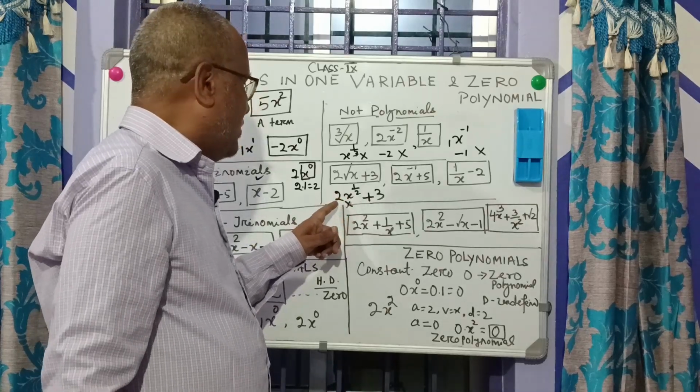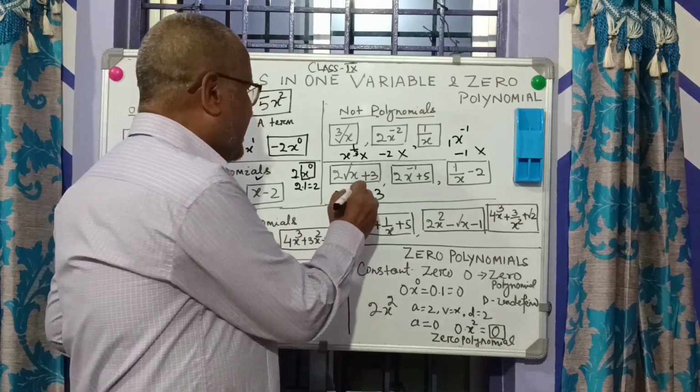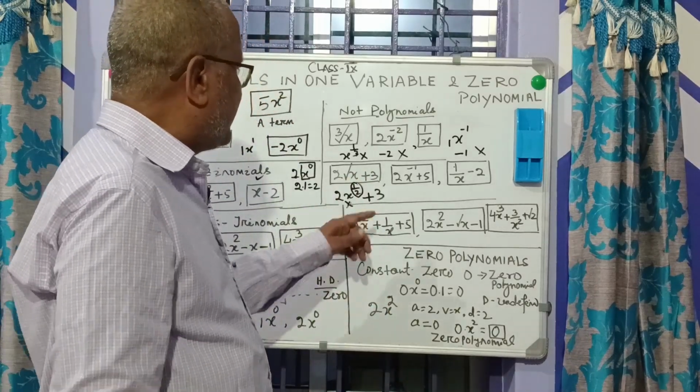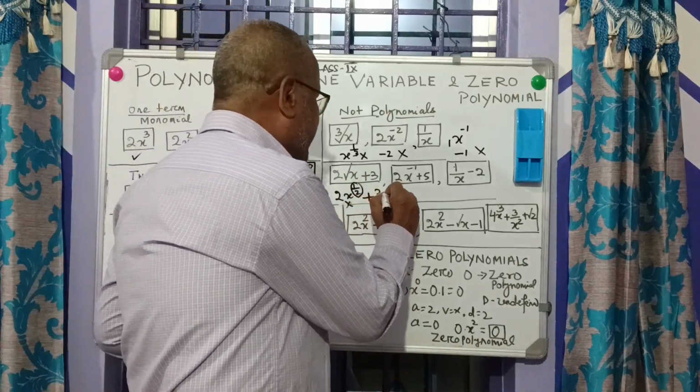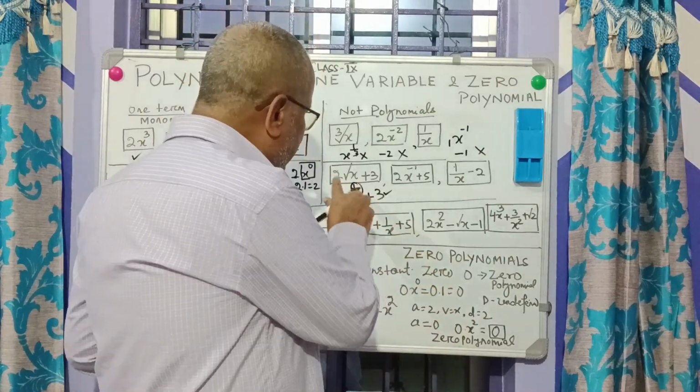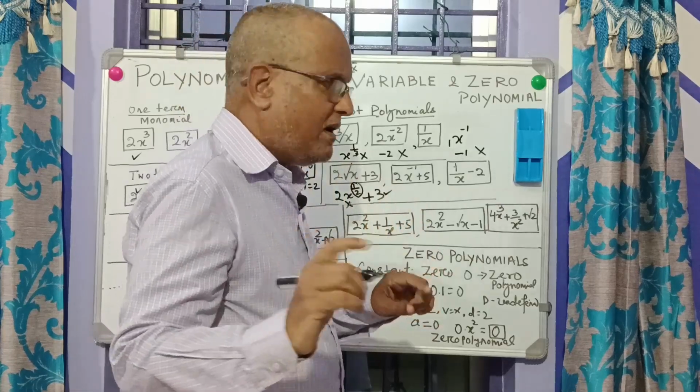Variable x, coefficient 2, but the exponent is a rational number, not a whole number. But 3 is a constant polynomial, it satisfies. But the first term is not a polynomial. So that expression is not a polynomial.